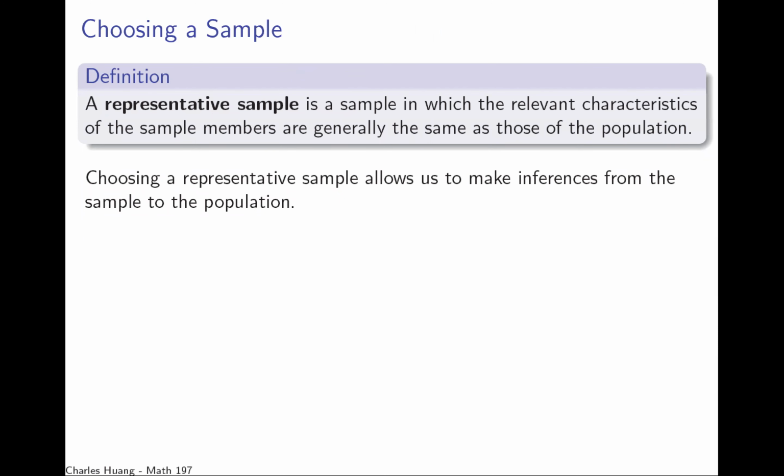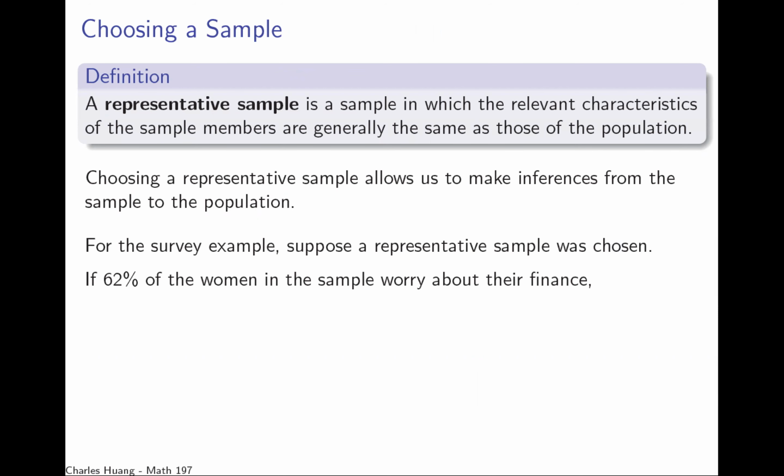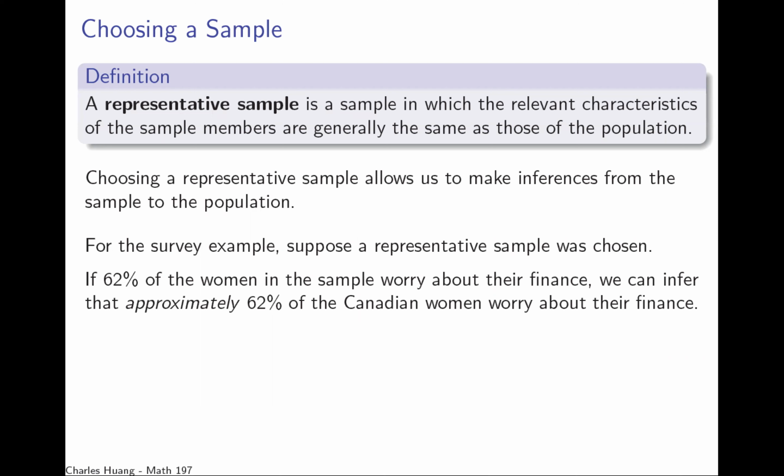One of the important things is to choose a representative sample. We had to choose a sample that will give us a similar answer to the population. In the survey that we use as an example, 62% of the women worry about their finance. So we can say approximately 62% of Canadian women worry about their finance. But that is only if we chose our sample correctly.